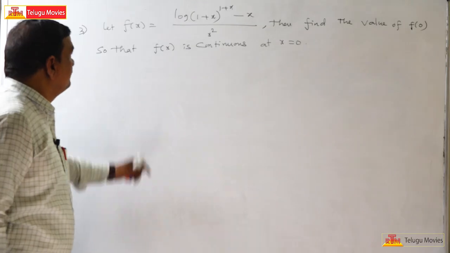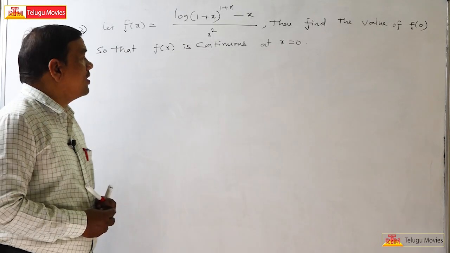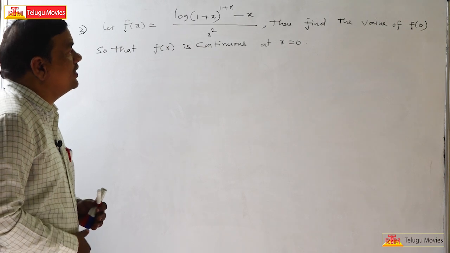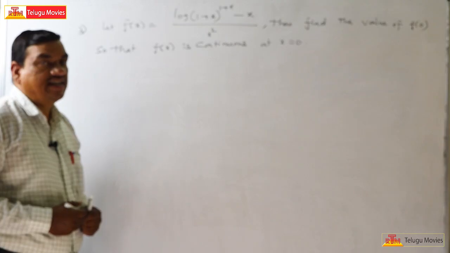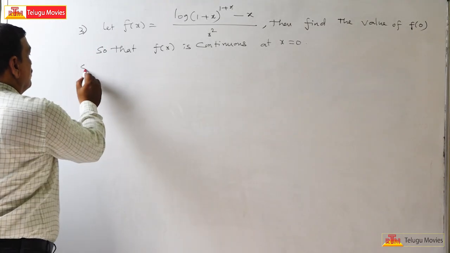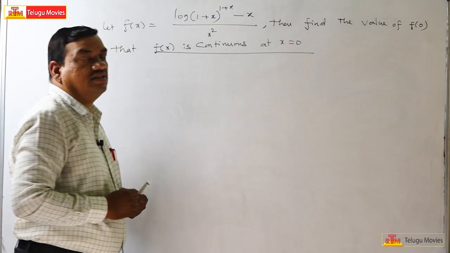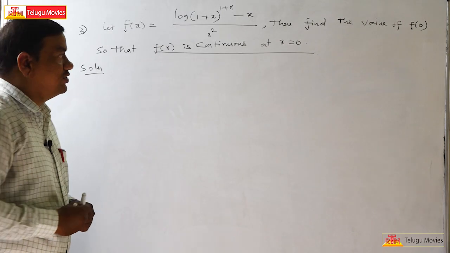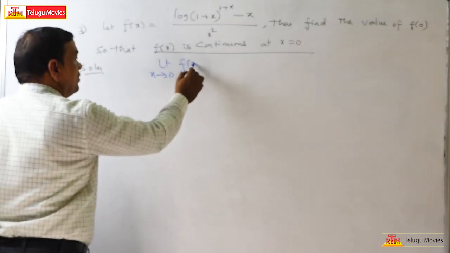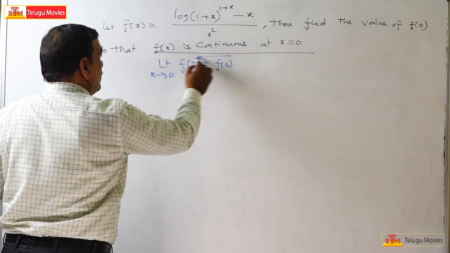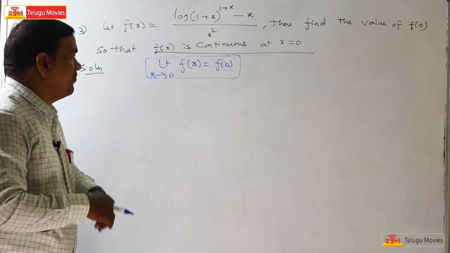Welcome to this problem. Let f of x is equal to log of 1 plus x whole to the power of 1 plus x, minus x, by x square. Then find the value of f of 0 so that f of x is continuous at x is equal to 0. Solution: it is given that f of x is continuous at x is equal to 0. Continuous at x is equal to 0 means what? Immediately we can write down, limit x tends to 0, f of x is equal to f of 0.